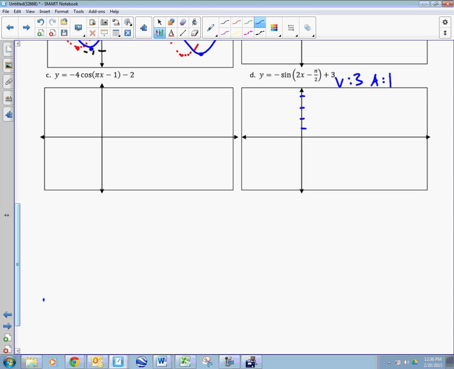Megan, you took regular trig last year, right? I need feedback here. Is this connecting? Okay.